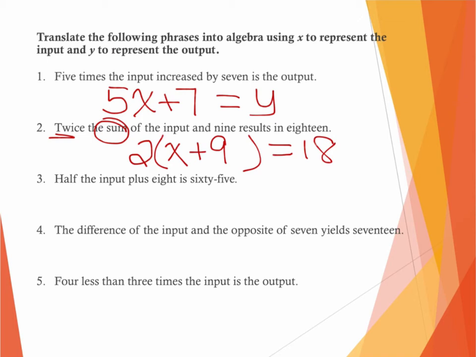Our next phrase is half the input plus 8 is 65. So half my input means I'm multiplying X by 1/2. Plus 8 is 65.